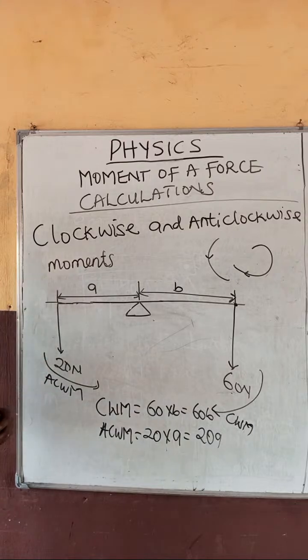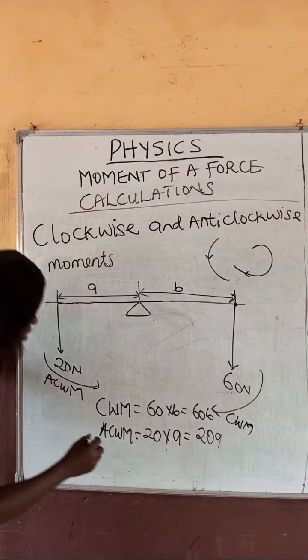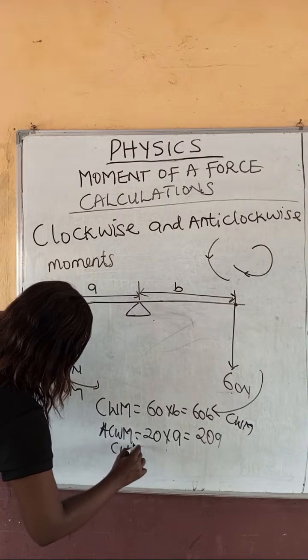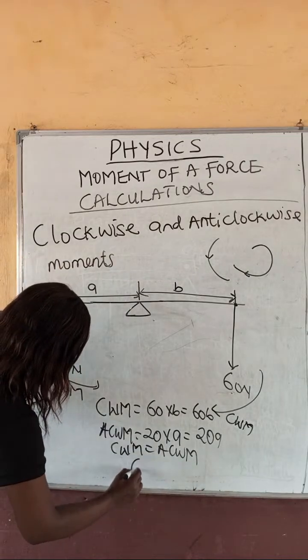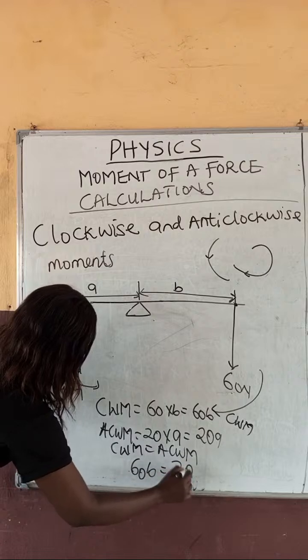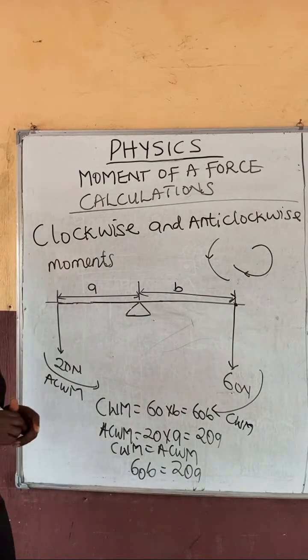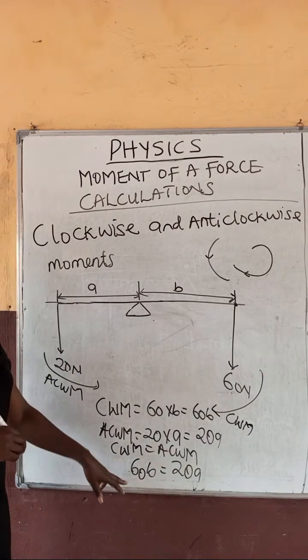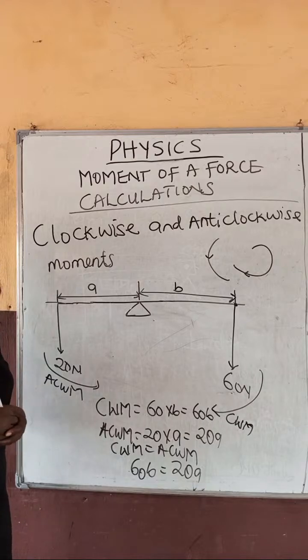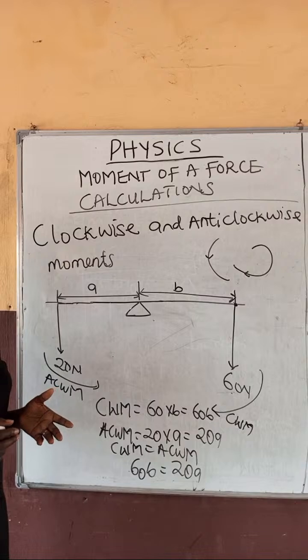Okay? From the principle of moments of forces, the clockwise moment equals anti-clockwise moment. Do we understand? That's if two bodies are in equilibrium, then the clockwise moment is equal to anti-clockwise moment. That is 60B is equal to 20A. Do we understand? Clockwise moment equals anti-clockwise moment. That is 60B is equal to 20A. That is from the principle of moment of forces. Is that clear? Right.